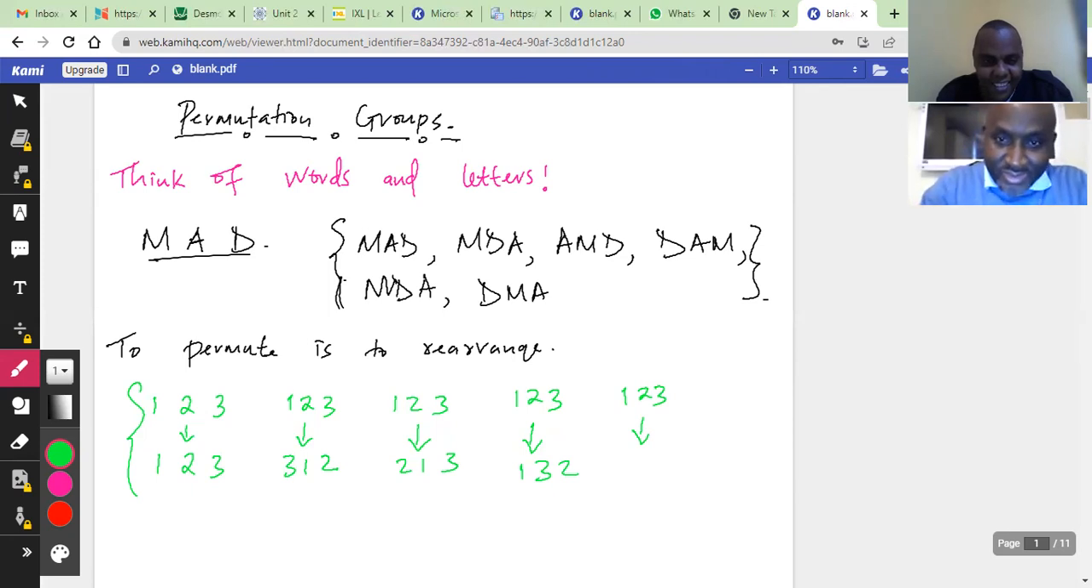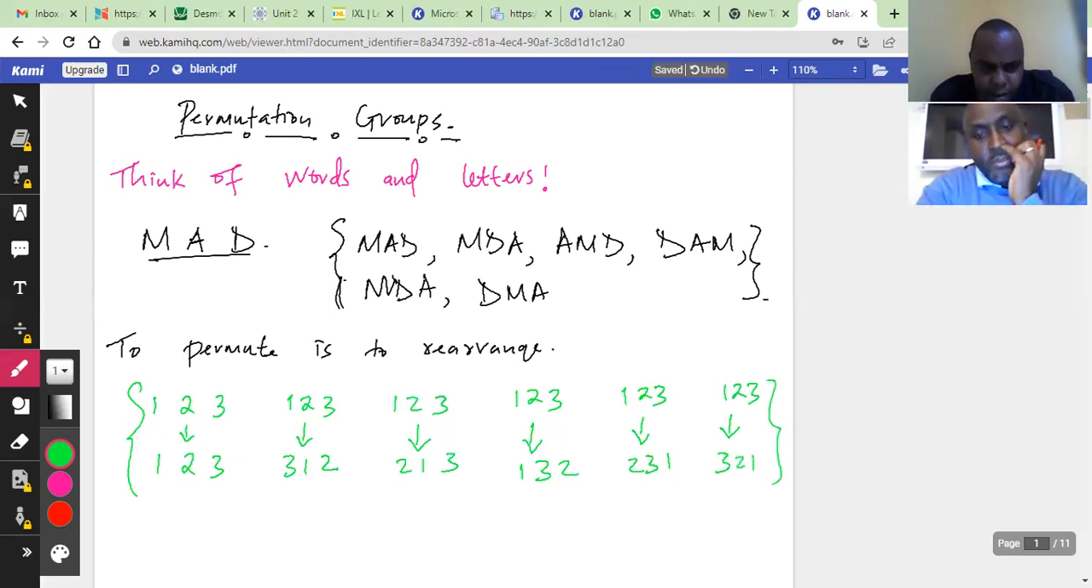So 1, 2, 3 can go to 2, 3, 1. And then 1, 2, 3 can go to 3, 2, 1. I think that's the only 6. These are the only permutations that we can get from the numbers 1, 2, 3. That's the only way we can do it.